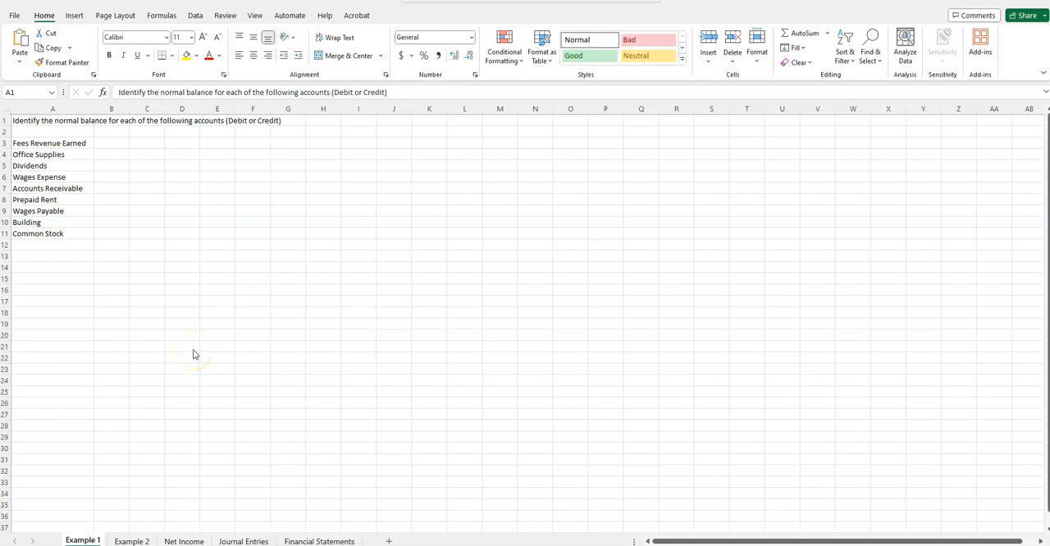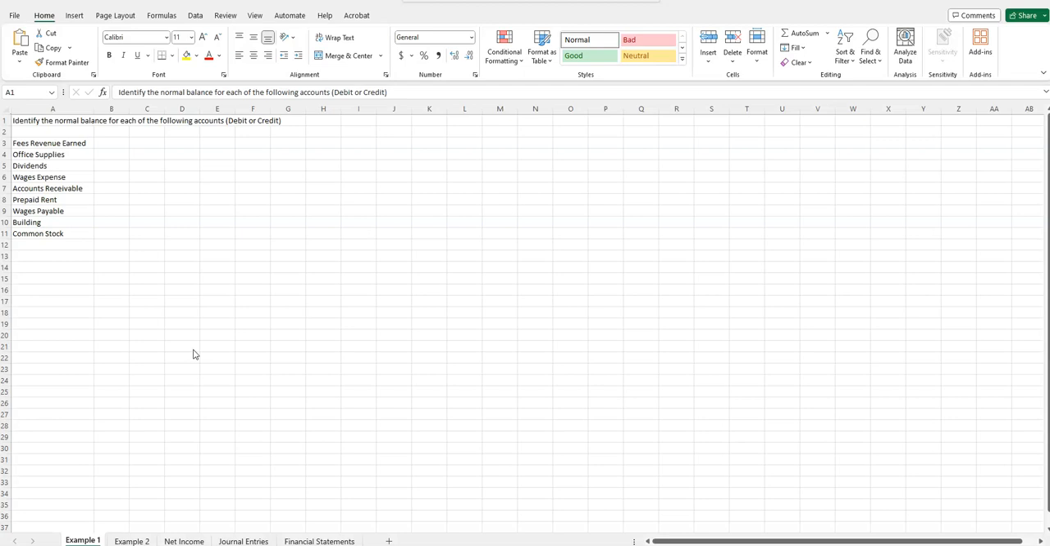Now we're going to look at some examples for Chapter 2 using Excel. So in this very first example, we want to identify the normal balance for each of the following accounts, whether that normal balance is a debit or a credit balance. So remember that within the PowerPoint, there is a very good reference that explains what is a good normal balance for the type of accounts.